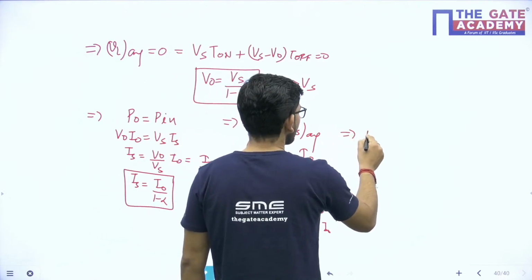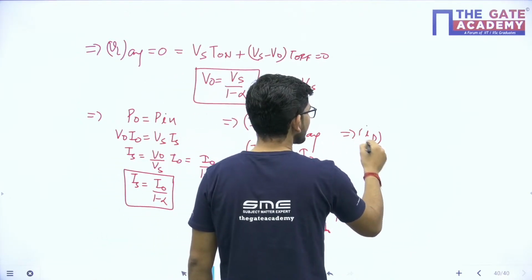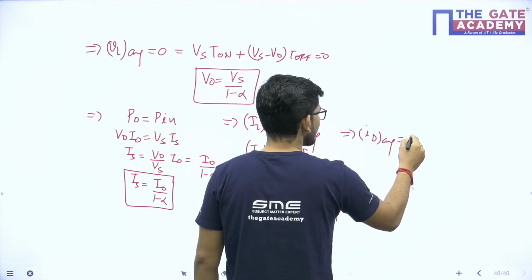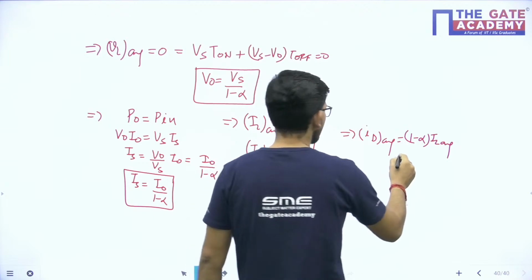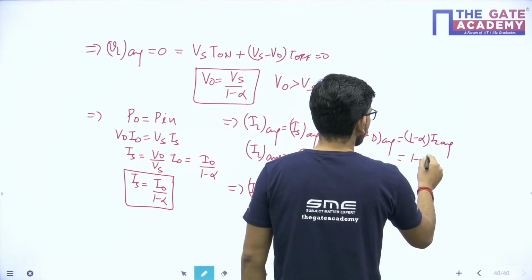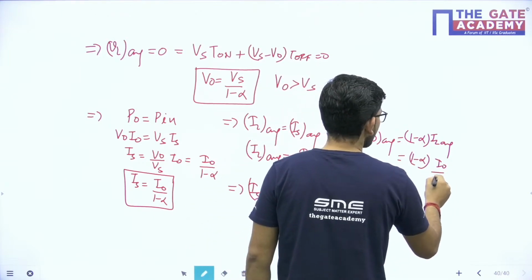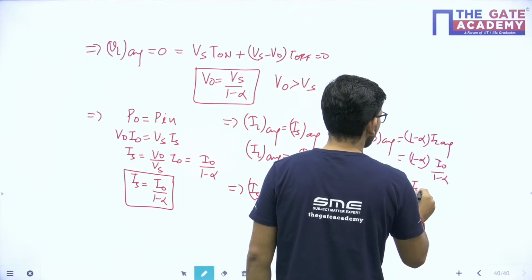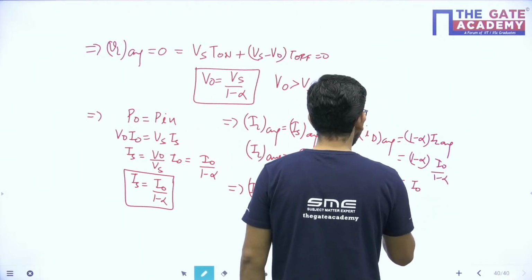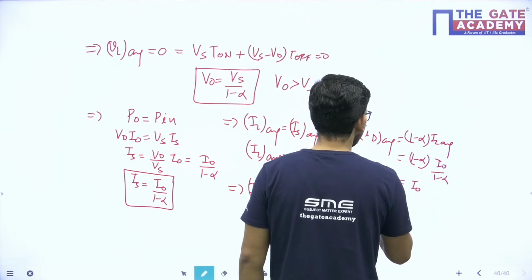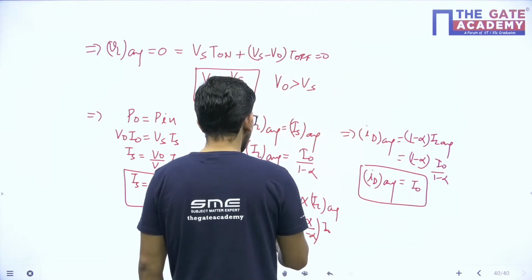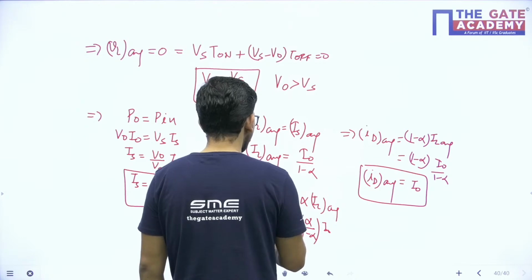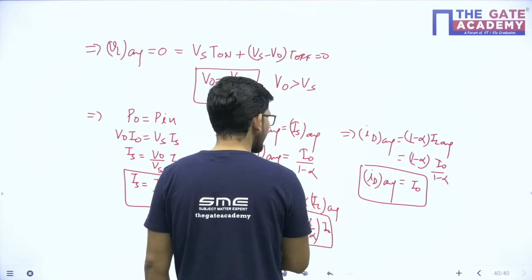After that, what will be the diode's average current? The diode average current is equal to 1 minus alpha times IL average. IL average you know is what? I naught upon 1 minus alpha, and this is equal to what? I naught. So ID average is basically equal to I naught, and this has to be this. If this comes out as something else, that would be wrong.